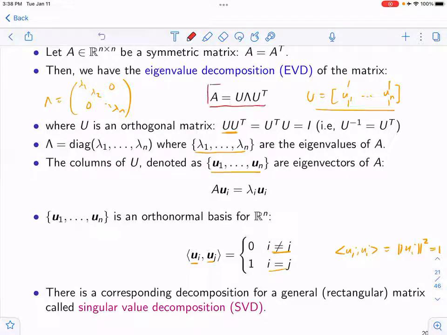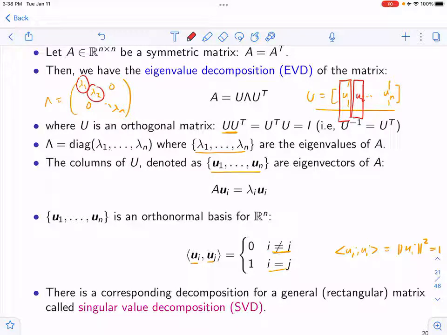It can be written in this factorized form, where these U and lambda matrices are related to eigenvectors and eigenvalues of the matrix. So the columns of U are the eigenvectors of the matrix, and the diagonal elements of lambda are the eigenvalues corresponding to those eigenvectors. For example, the first column of U, U1, is the eigenvector corresponding to eigenvalue lambda 1. And the second column, U2, corresponds to lambda 2.